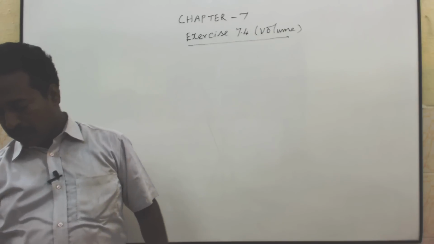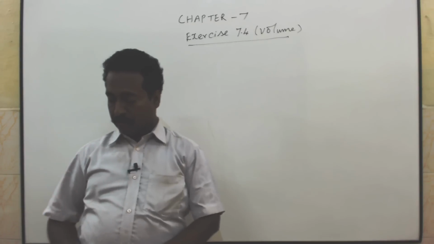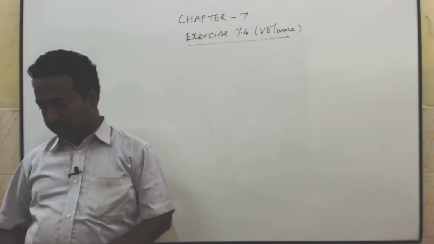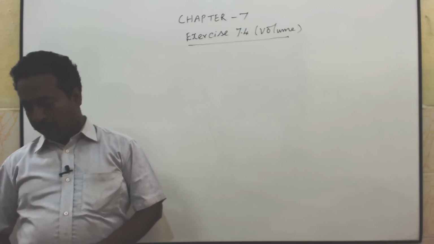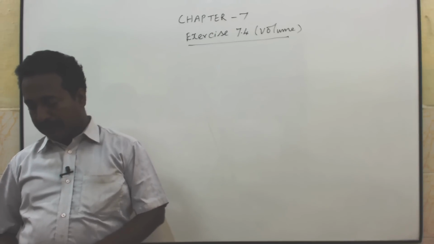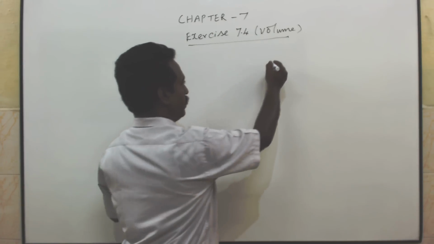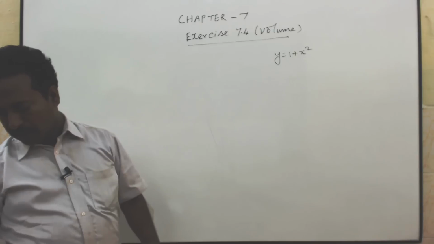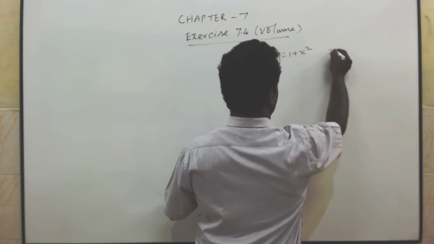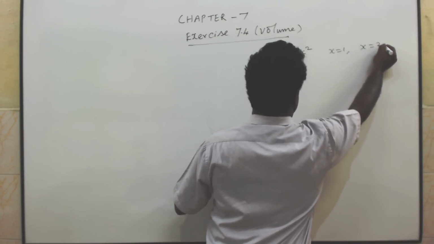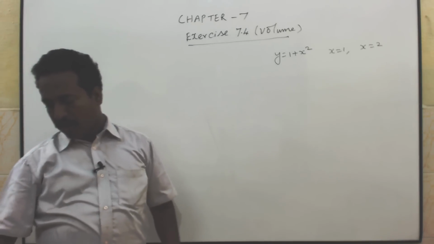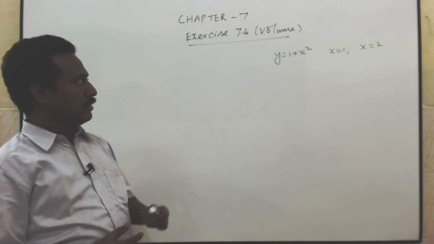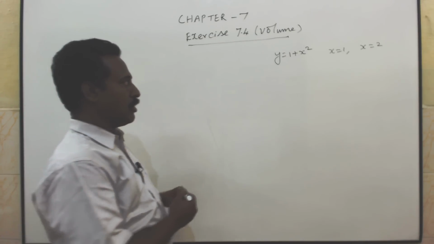Question number 11 to 16. Volume. Find the volume of the solid that results when the region enclosed by the curves is revolved. First one: y equal to 1 plus x square, x is equal to 1, x is equal to 2, y equal to 0, revolved about the x-axis. What are the data given? Y equal to 0 means x-axis. So it revolves about the x-axis. First you have to draw the diagram.